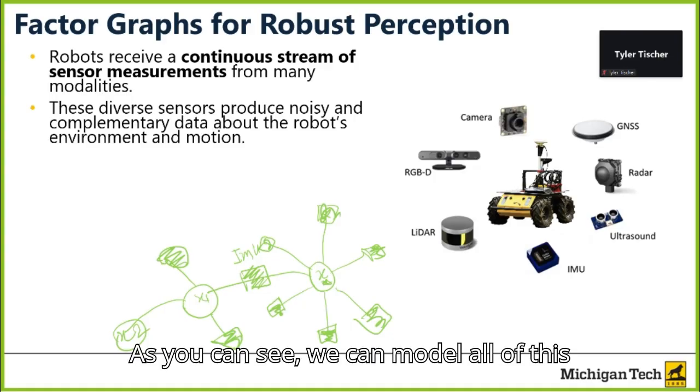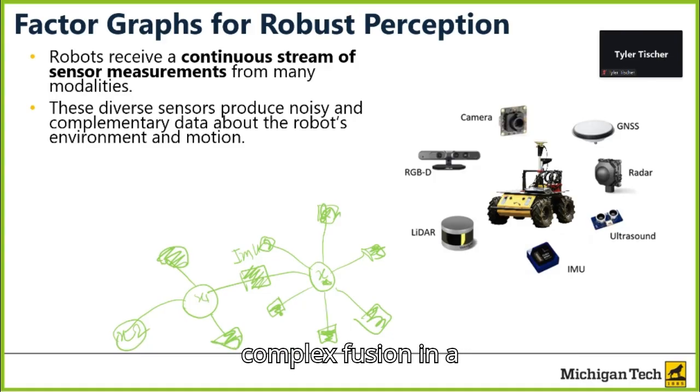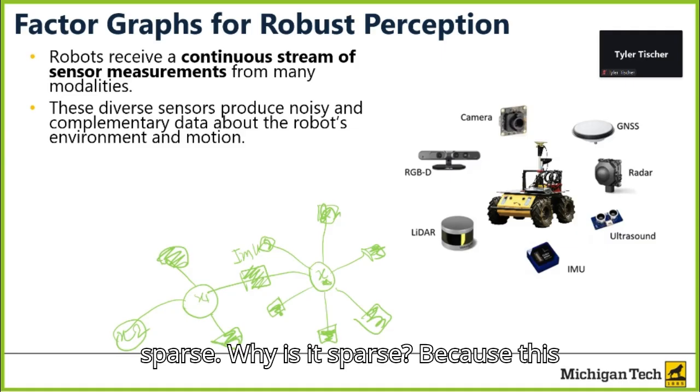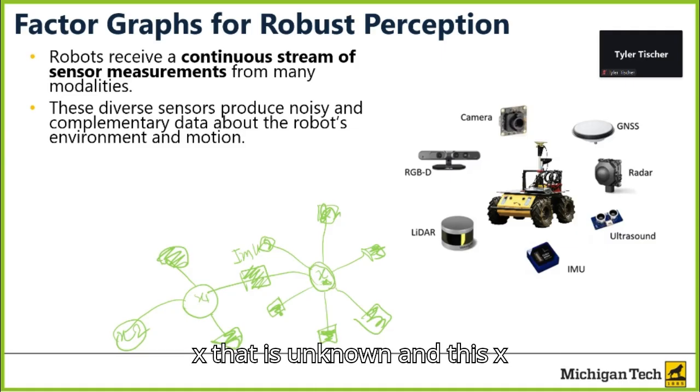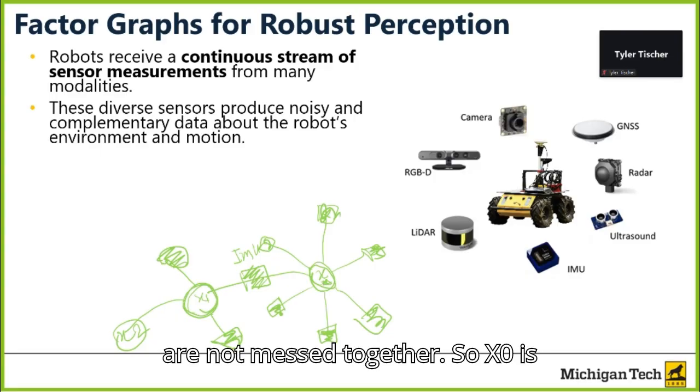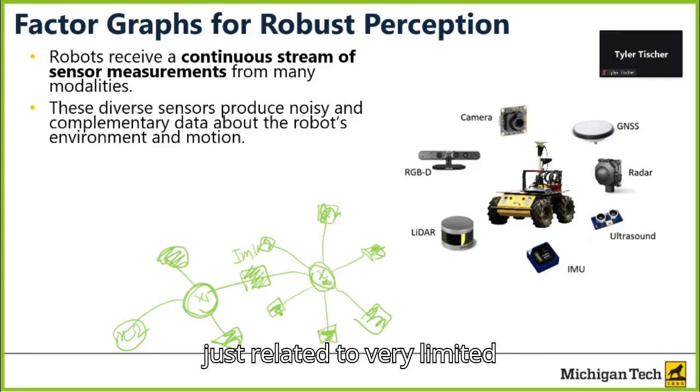As you can see, we can model all of this complex fusion in a solid, consistent way, using a factor graph. And a factor graph can easily change to a maximum a posteriori problem and be solved in a very efficient way, because it's sparse. Why is it sparse? Because this x that is unknown and this x are not meshed together. So x0 is just related to very limited points.